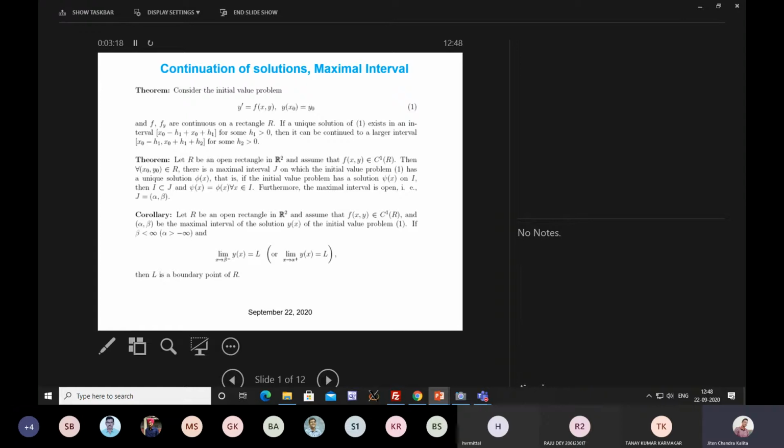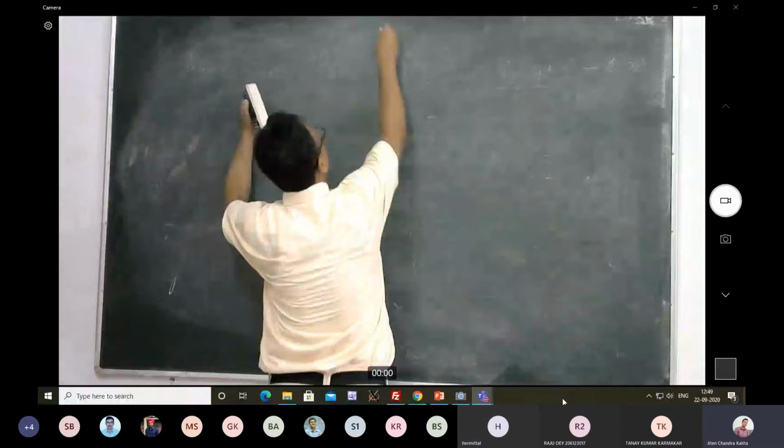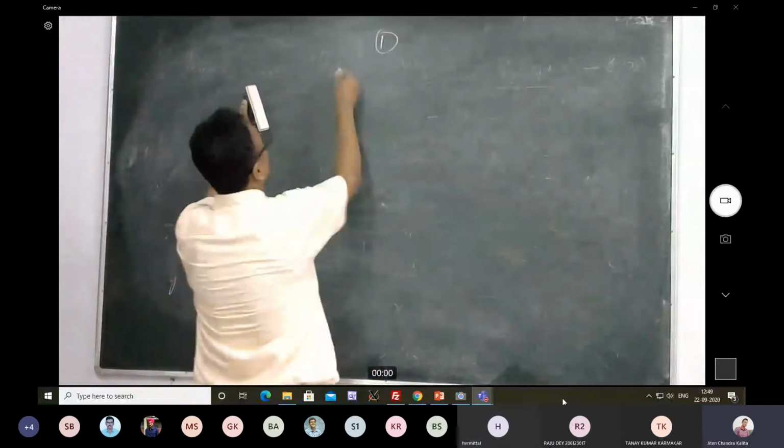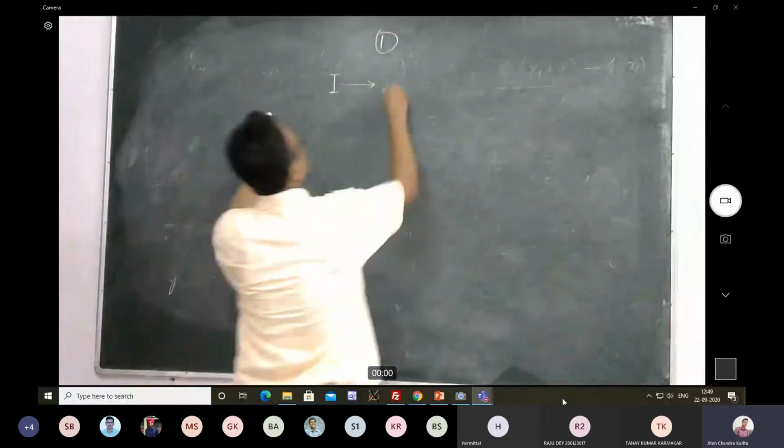Fine. Okay. So now look at the corollary. I'm going to do a couple of exercises for this corollary. Please have a careful look at the corollary. Okay, so what it is telling you, let me explain it to you. Suppose I have the initial value problem 1, and suppose I is the local interval.